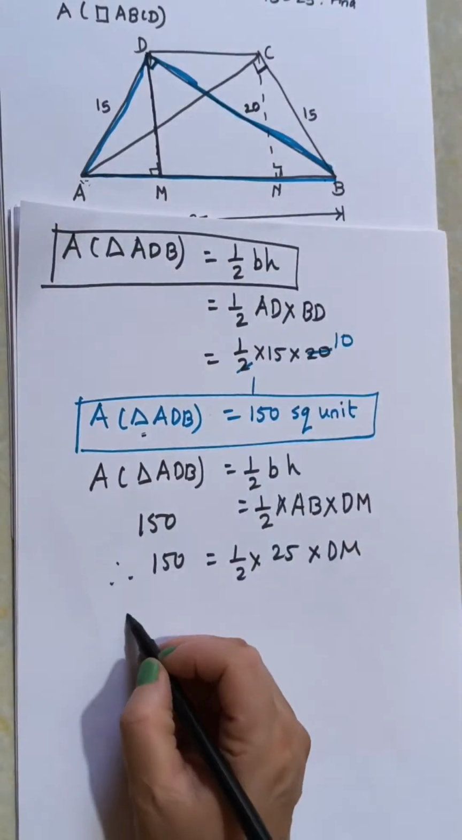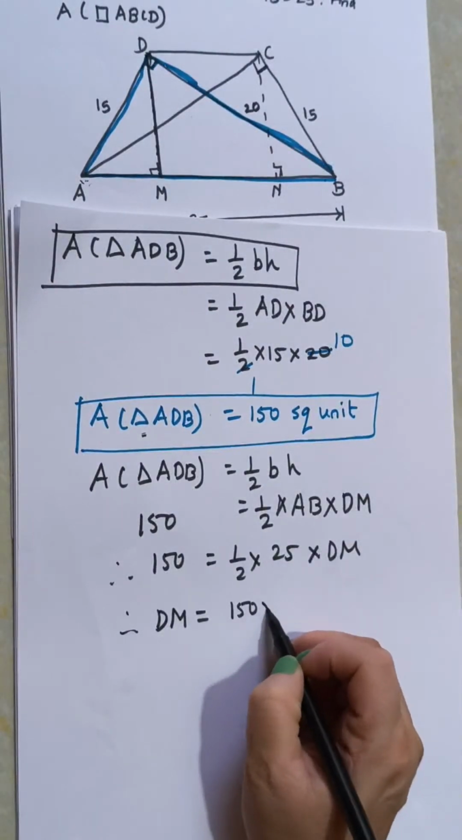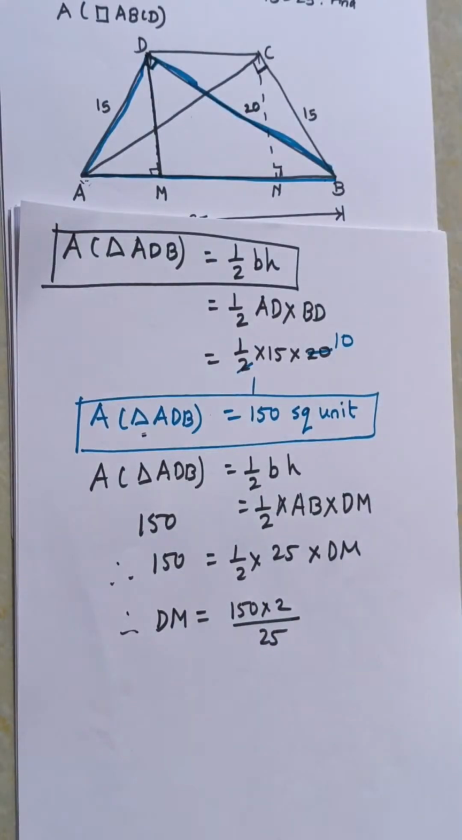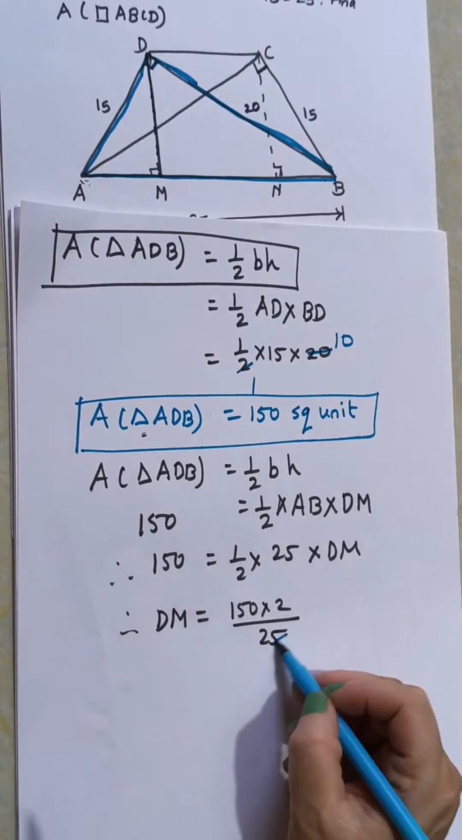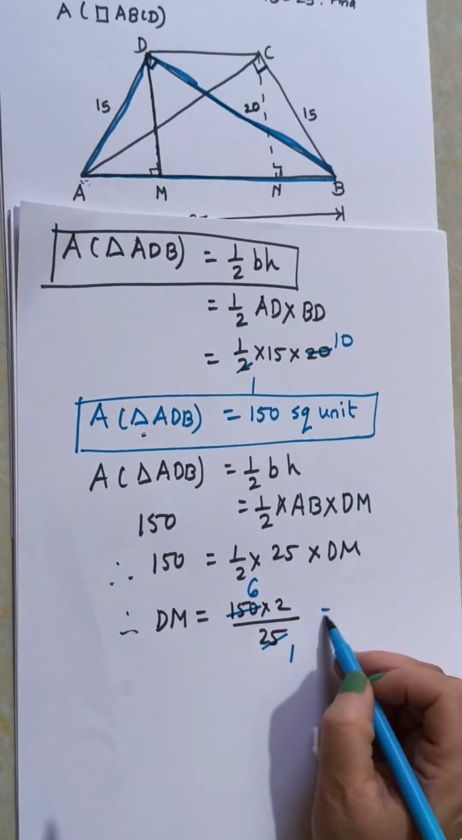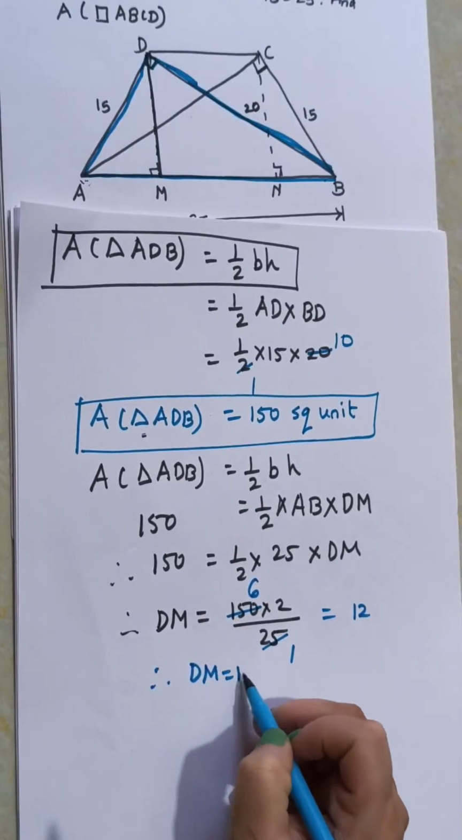DM is equals to 150 into 2 upon 25. So in the table of 25, what will happen? 25 1 is 25, and 25 6 is 150. So 6 2 is 12. So what is DM? That is 12.